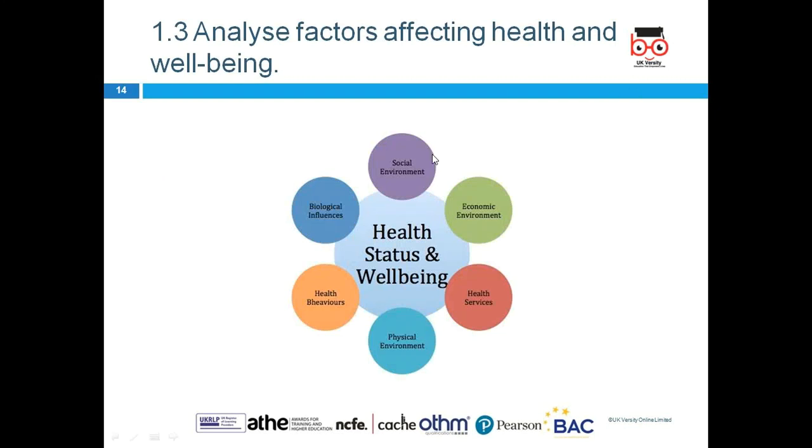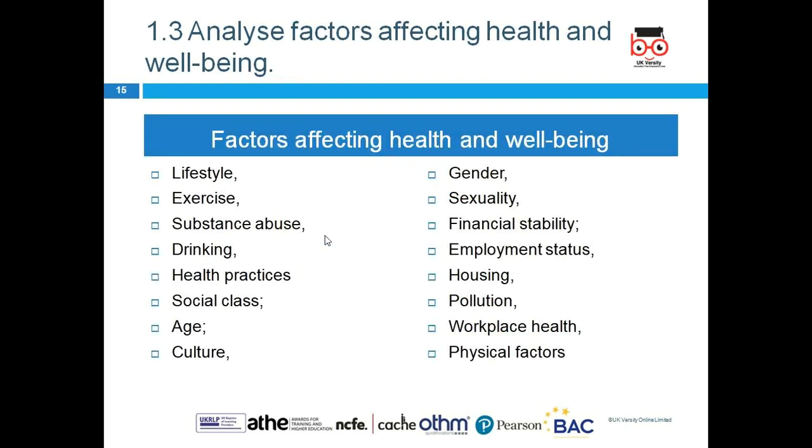So we've got a few here. So health and status well-being. So you've got your social environment, economic environment, your health services, your physical environment, your health behaviors, and your biological influences. So the factors that can actually affect your health and well-being are your lifestyle, exercise, substance abuse, drinking, health practices, social class, age, culture, gender, sexuality, financial stability, employment status, housing, pollution, workplace health, and physical factors. So as you can see, there's an insurmountable amount of factors that can affect your health and your well-being.